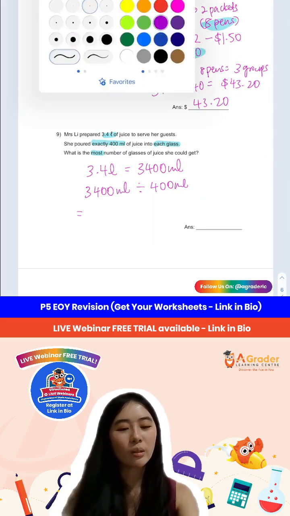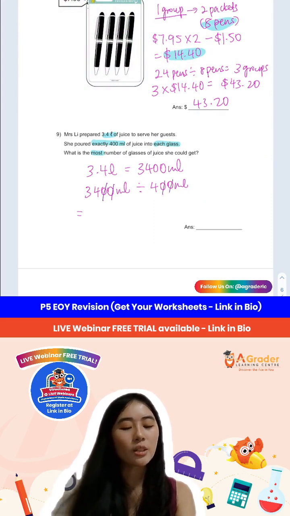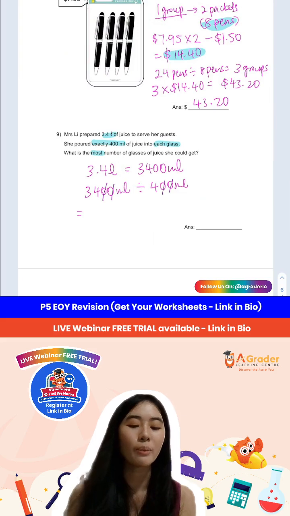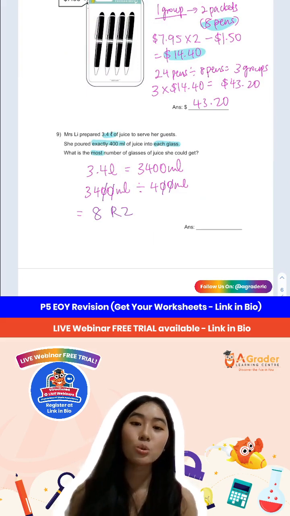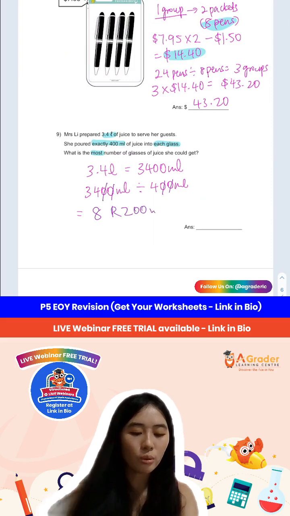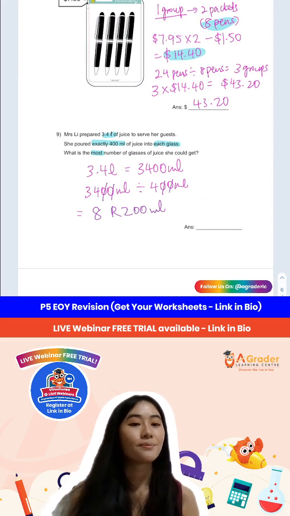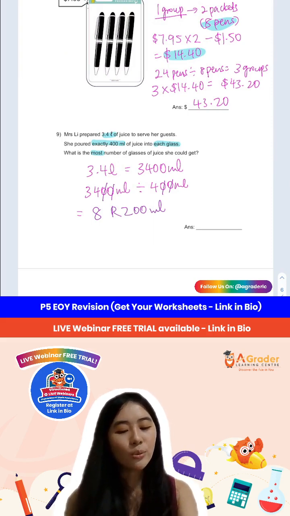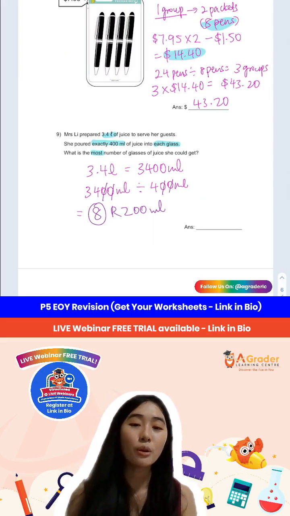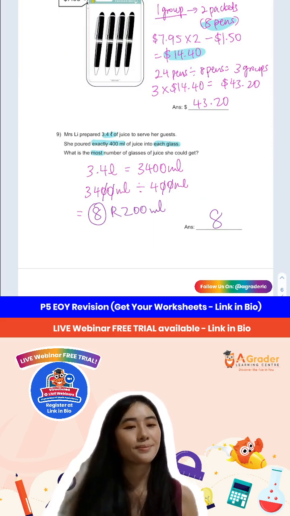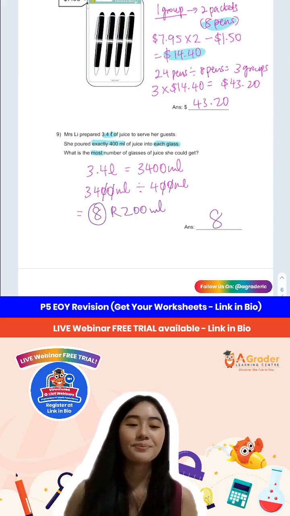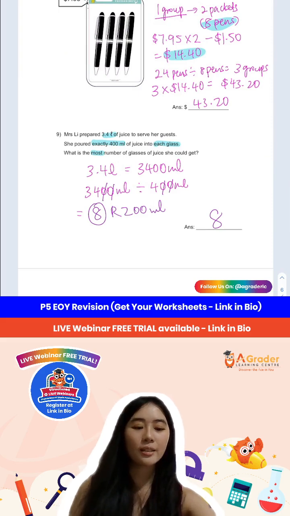Okay, so I'll show you how to calculate this. What you can do is cancel the 2 first. So you use 34 divided by 4. You get 8 remainder 2. However, because just now you cancelled 2, now you've got to put back the 2. So actually the remainder is 200 milliliters, not 2. Yes, Javier, correct. Anyway, for this question, they're asking you for the maximum number of glasses, which is just 8 glasses. The remainder 200 is not part of your answer. 8 is the final answer.